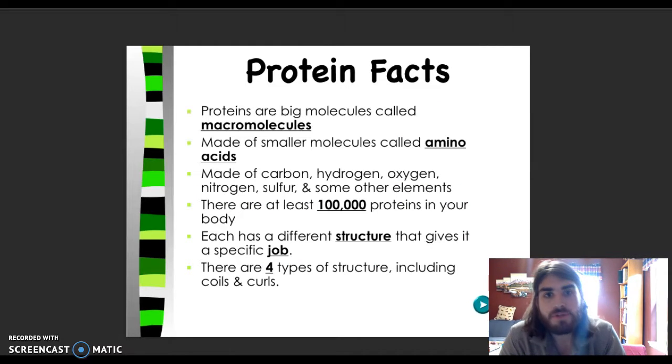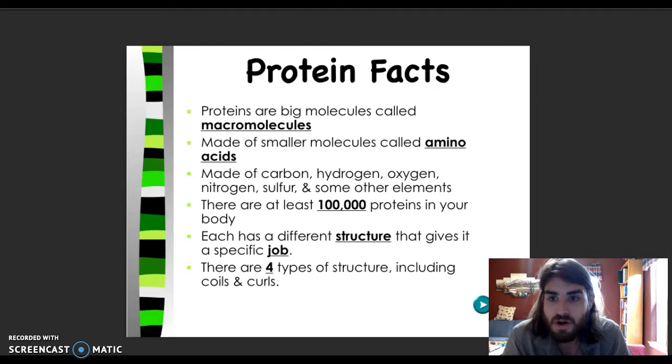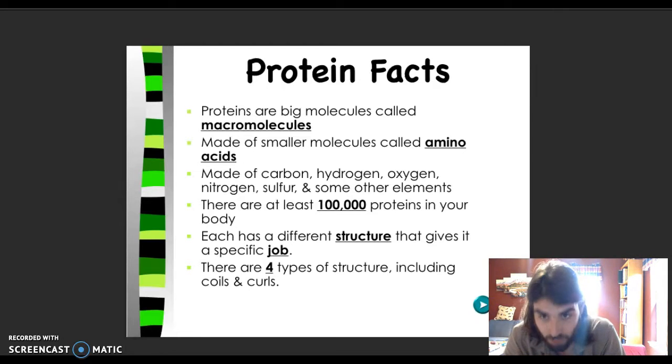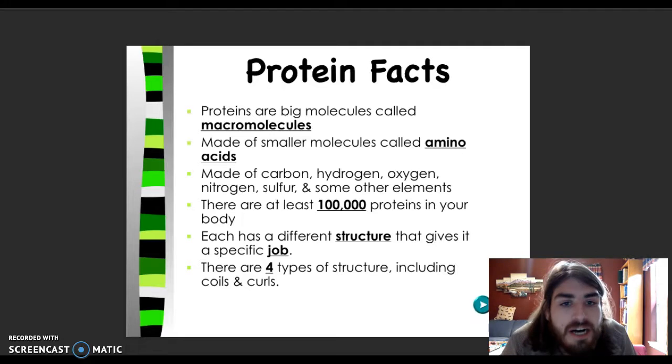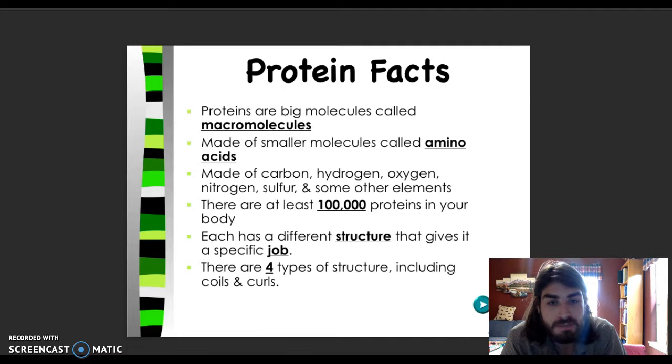Okay, so let's move on to proteins. Proteins are big molecules called macromolecules, like we talked about earlier, made of smaller molecules called amino acids. These are made of carbon, hydrogen, oxygen, nitrogen, sulfur, and some other elements. So a lot more variation than our first two examples of carbs and lipids. There are at least 100,000 proteins in your body, over 100,000 at least. Each has a different structure that gives it a specific job.